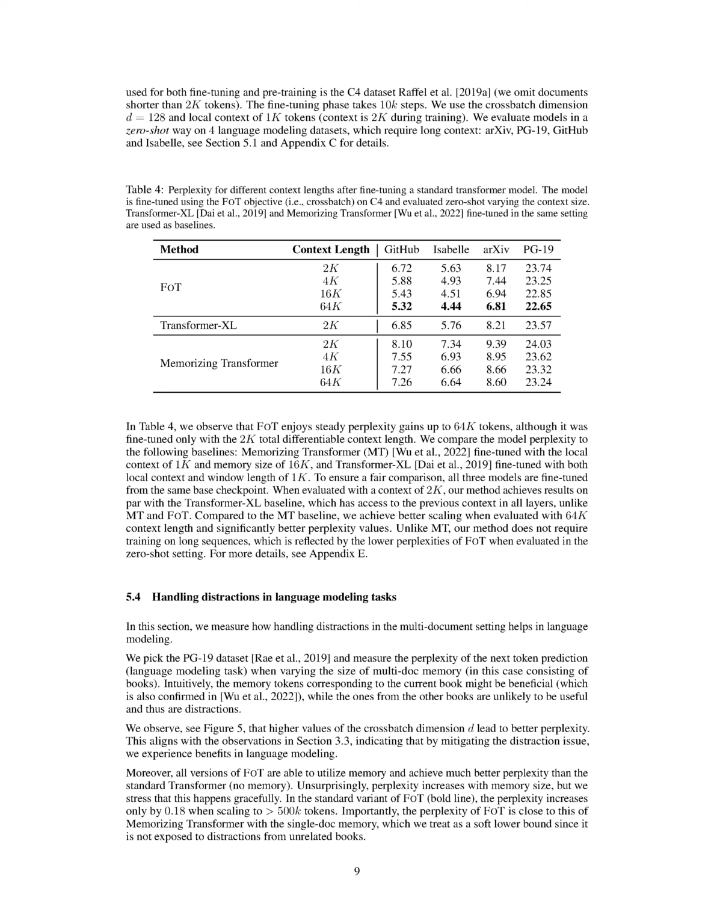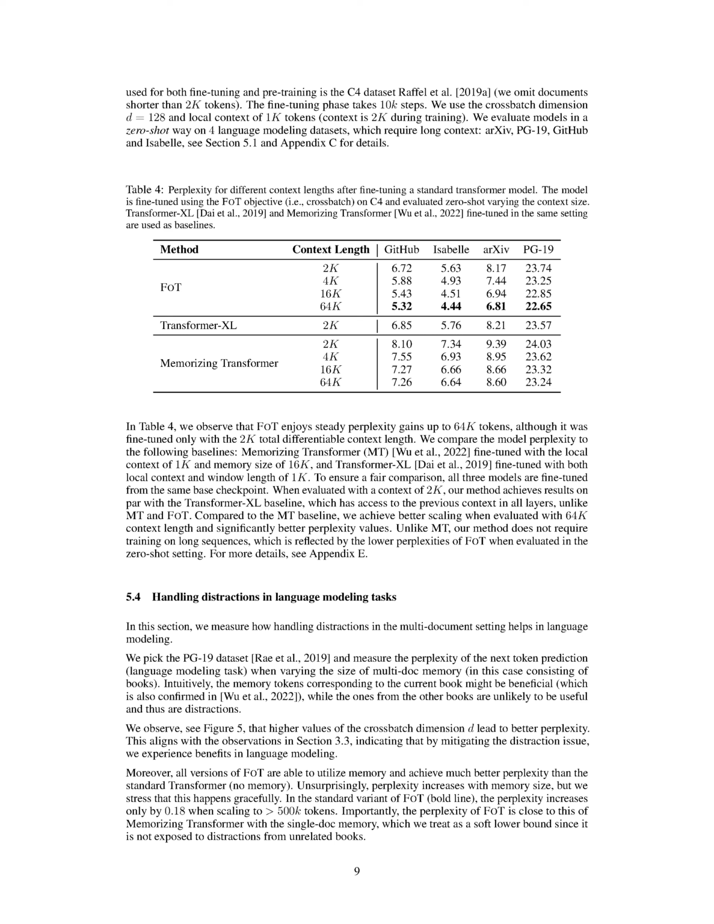As you might expect, the more memory we use, the more difficult word prediction becomes, but this increase in difficulty is gradual. In the standard version of FOT, word prediction difficulty only increases by 0.18 when we scale up to more than 500,000 tokens. It's also worth noting that the word prediction difficulty of FOT is close to that of the memorizing transformer with single document memory, which we consider a soft lower bound because it doesn't have to deal with distractions from unrelated books.